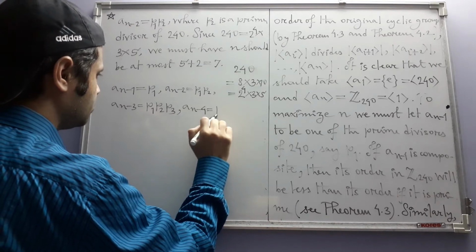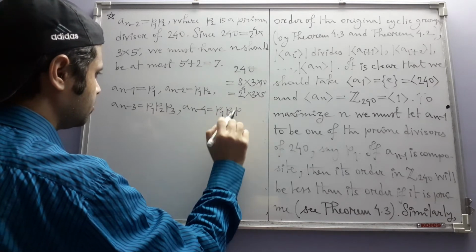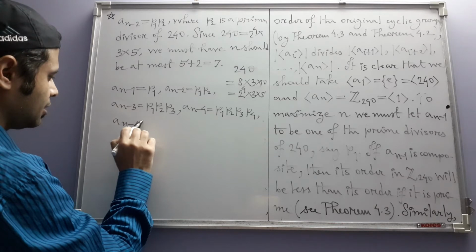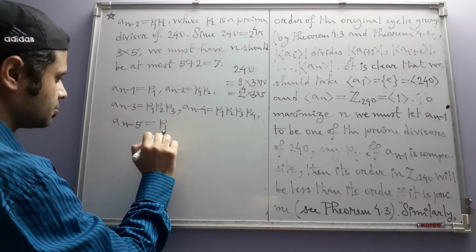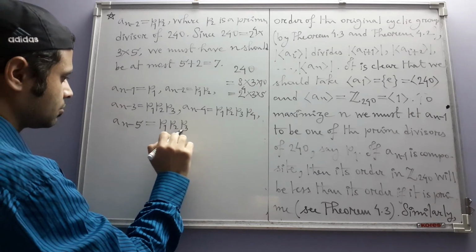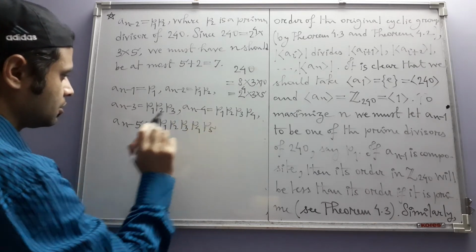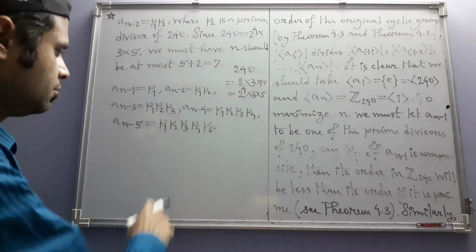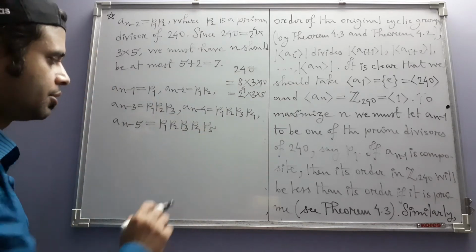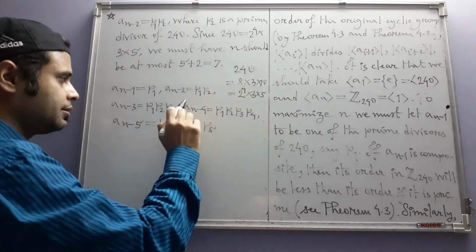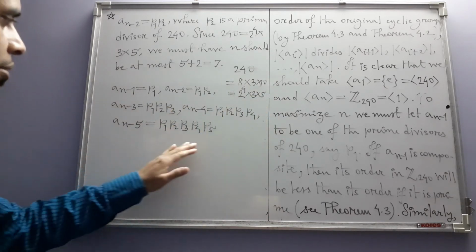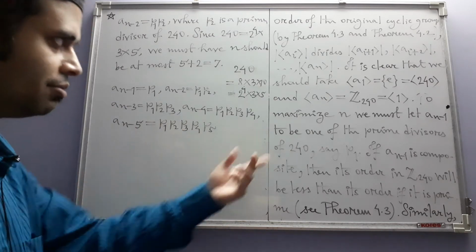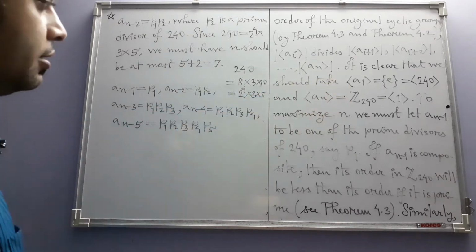a_n minus 4 will be 4 primes. a_n minus 5 will be 5 primes. Now, whatever these 5 primes are from these primes, we cannot introduce one more prime, because if we do that, then we will get in the next stage a_n minus 6 equal to 240. So that will give us the trivial subgroup consisting of only the identity element.